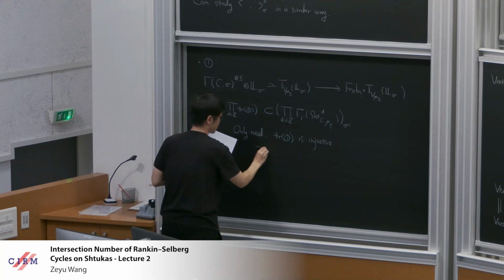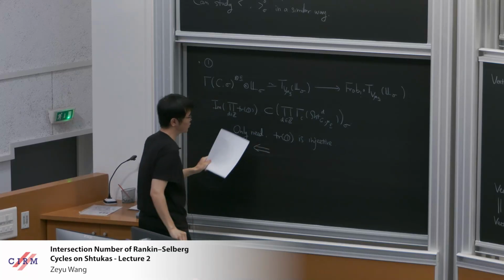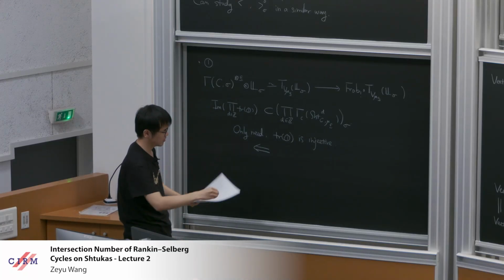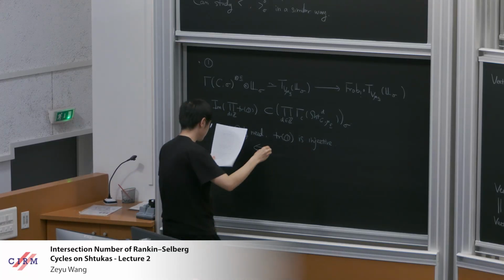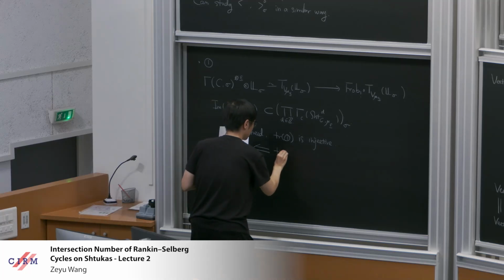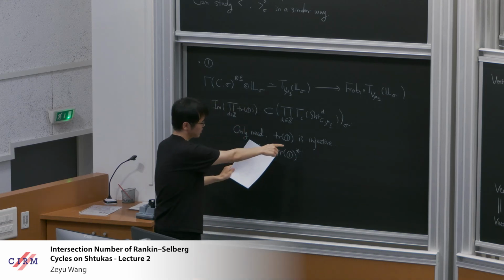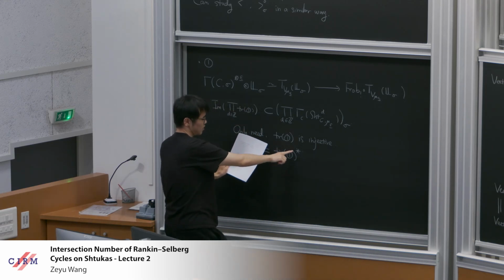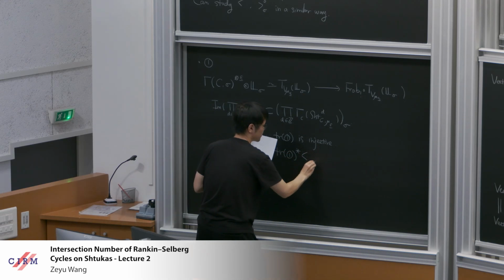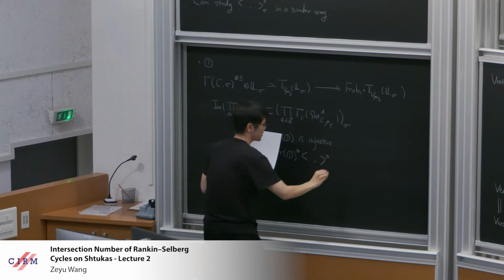I think there should be many ways to see this, say, for example, from the spectral side. But the way I see this is that you can study the intersection pairing and show that if you pull back the intersection pairing along this map, then it's non-degenerate.